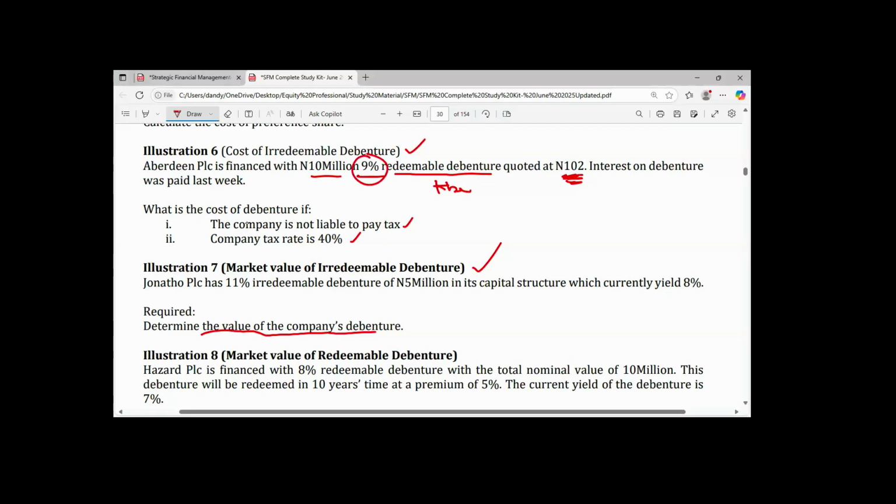The examiner does not have to tell you that the interest rate is 9% or 5%. It is implied in the question that you know it. So that 9% is the interest rate. I believe that is clear.